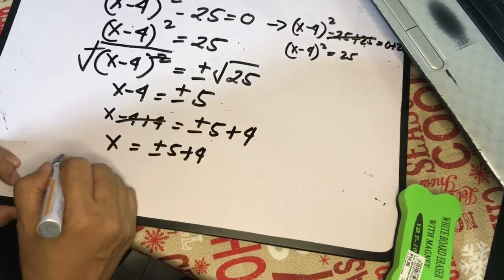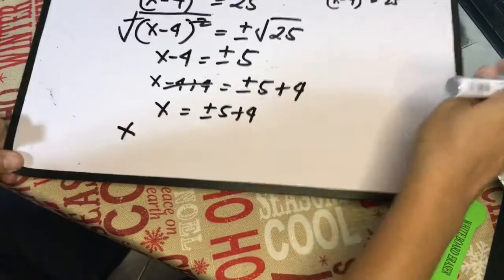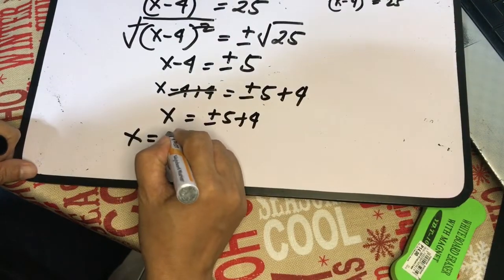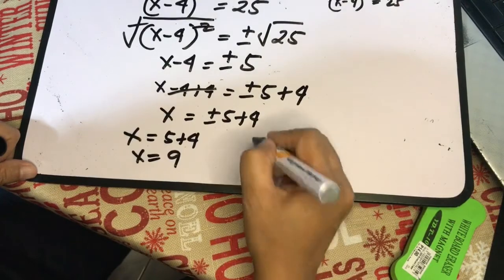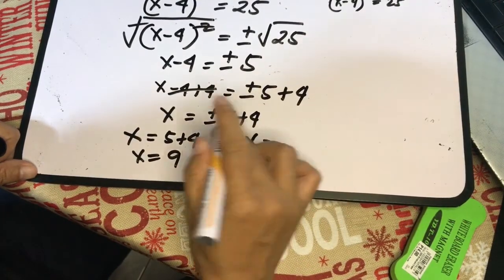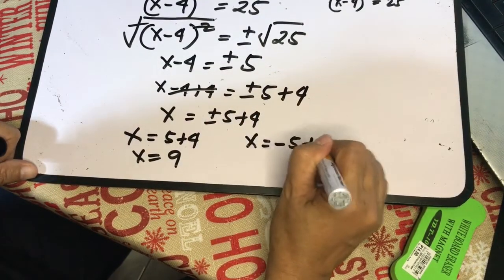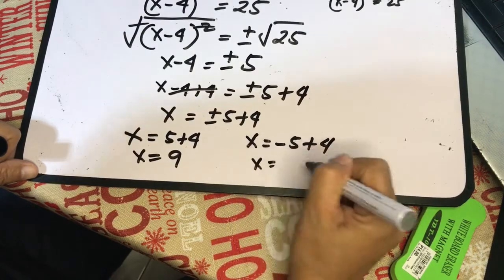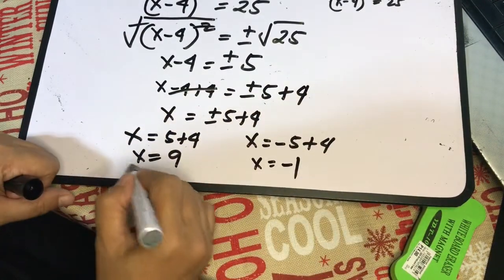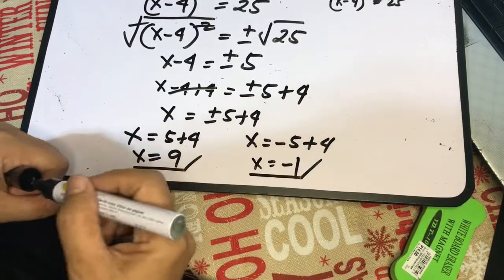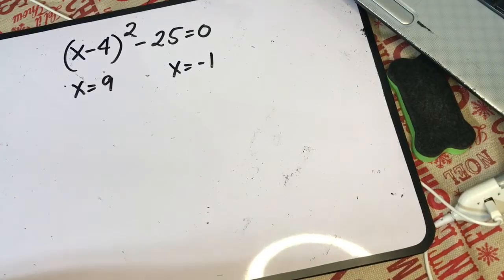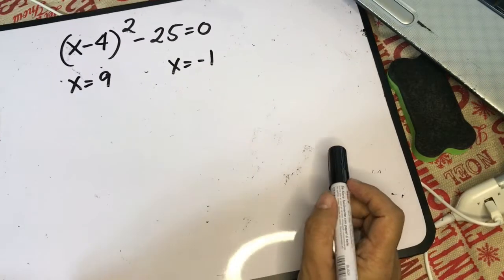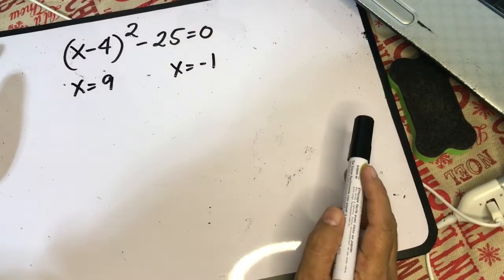In other words, meron tayong x is equal to positive 5 plus 4, which is equal to 9. And the other one is x is equal to negative 5 plus 4, which gives us negative 1. So, these are the values of x. Okay. So, ito yung nakuha nating values ng x.